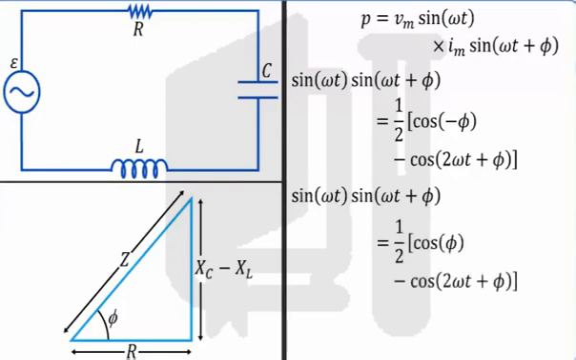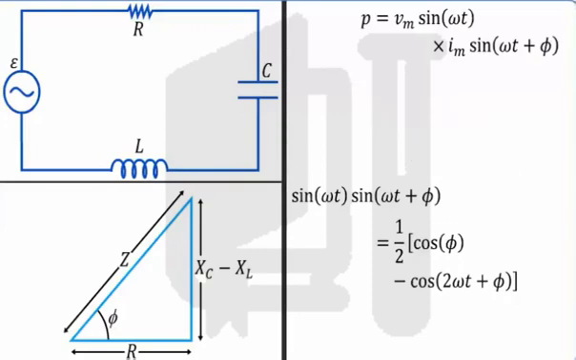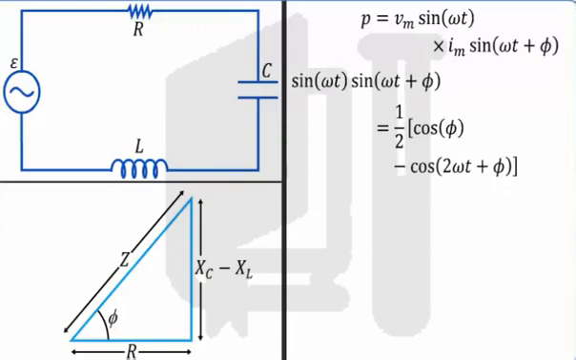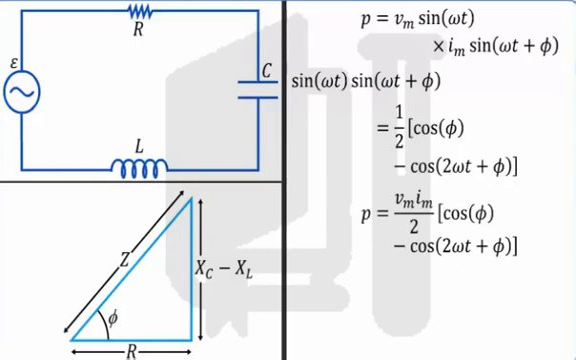Thus, the instantaneous power P can be written as Vm Im by 2 into [cos phi minus cos(2 omega t plus phi)]. Let this be equation 4.